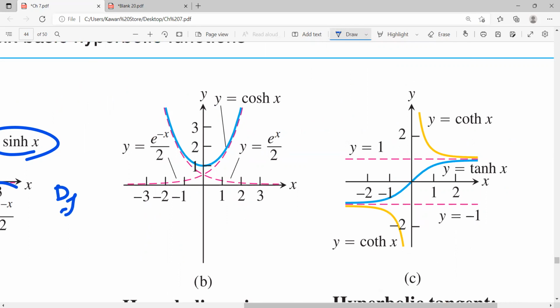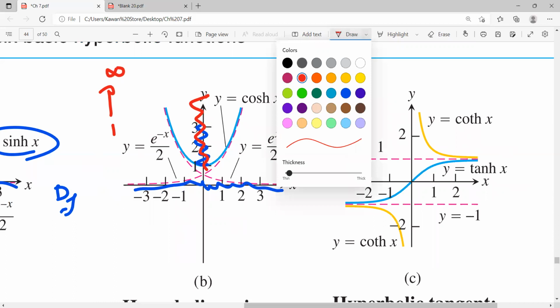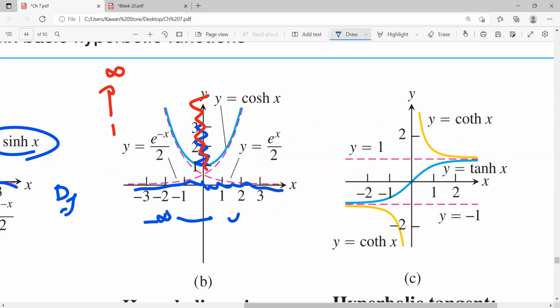R. Domain? R. Why? Because the shadow is everywhere. How about the range? 1 to infinity. You are right. So you can see from 1 to infinity is the range, and the domain is R, again R, from minus infinity to infinity.